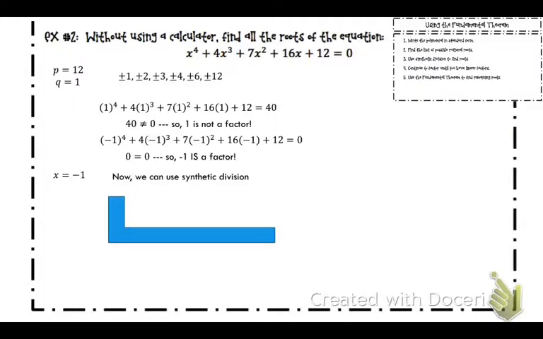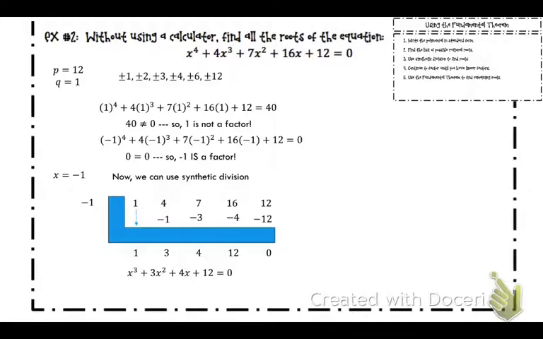Now I can use synthetic division with the negative 1 because I know it's going to work. So I'm going to put those numbers in, 1, 4, 7, 16, 12. Negative 1 on the outside. Drop down your 1, multiply, add, get 3. 3 times negative 1 is negative 3. 7 plus negative 3 is 4. 4 times negative 1 is negative 4. 16 minus 4 is 12. 12 times negative 1 is negative 12, 0. Okay, so that ends up being x cubed plus 3x squared plus 4x plus 12.